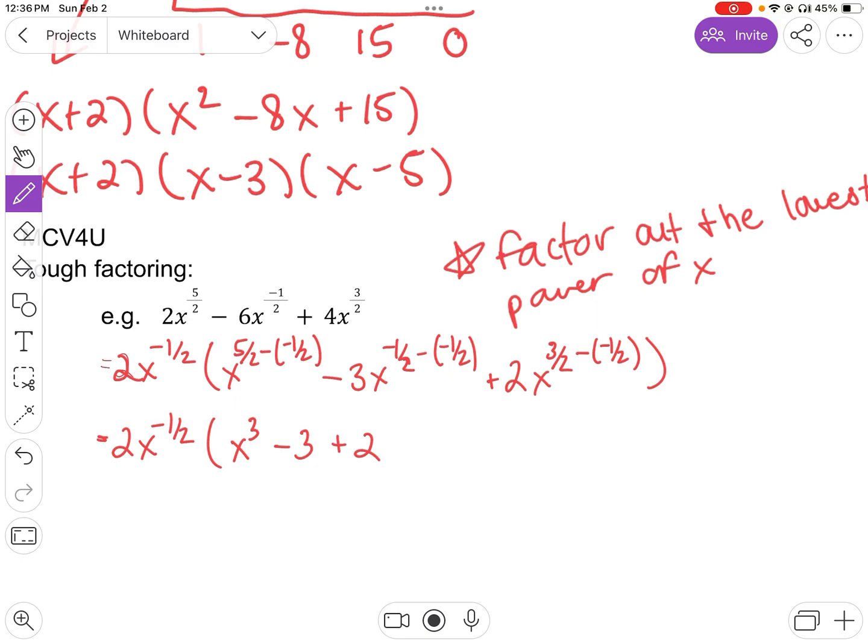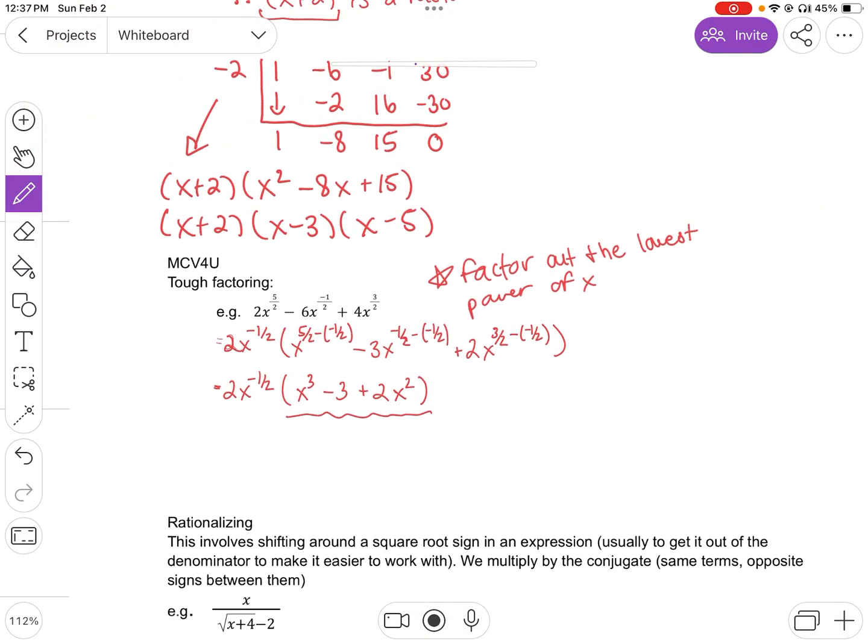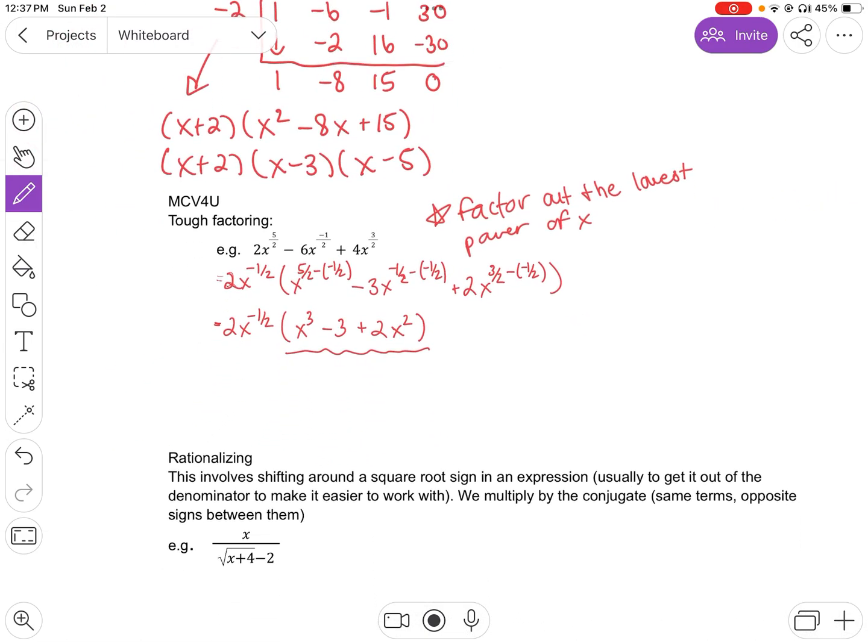And now we've got our next one, so 2. And now we've got 3 over 2 minus negative half. That would end up being 4 over 2, which simplifies to just 2. So now we've got all whole numbers as our exponents, so it's a little bit easier to deal with. And then we can use one of the above factoring rules to factor this expression that we're left with even further, by using the factor theorem and then synthetic division or long division, and go from there.